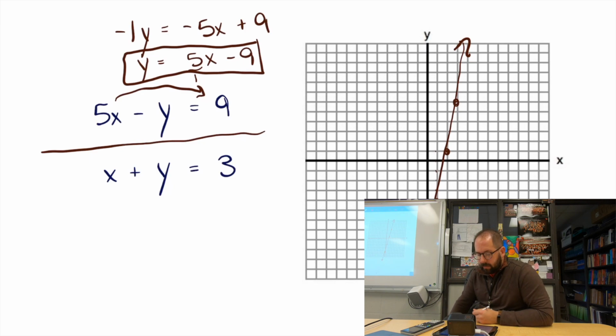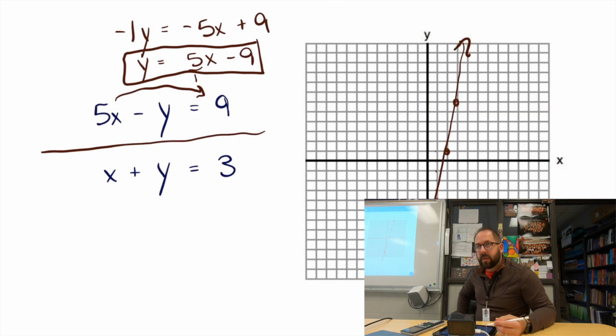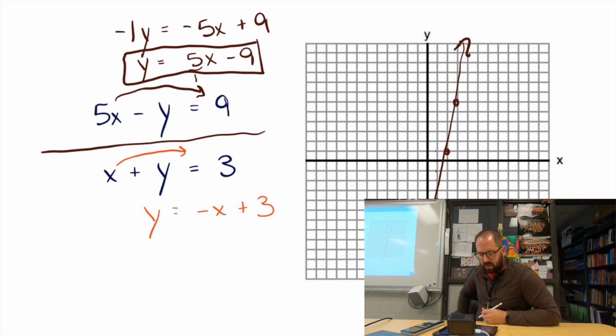So, the second one, I'm going to put this in a different color. Let's go with a brighter color, like an orange. All right. On this one, really all you have to do is just move the x. If I move this x across, it becomes negative. That's really all I have to do on this second one, or this third problem, I guess. So move the x over, it becomes negative x.